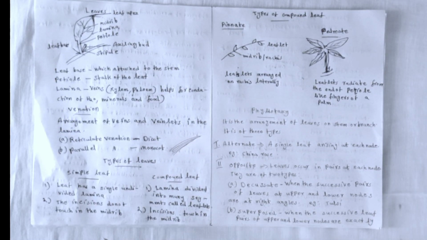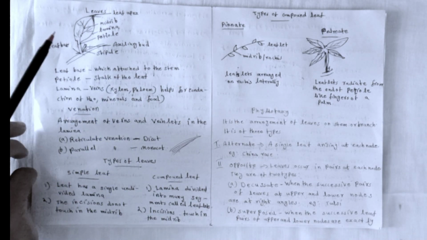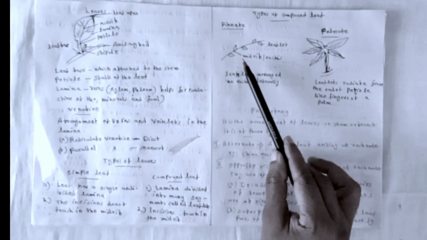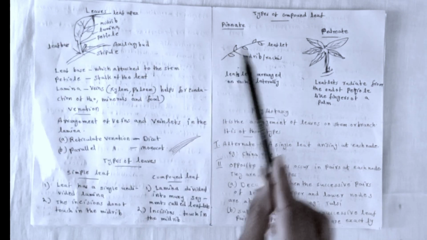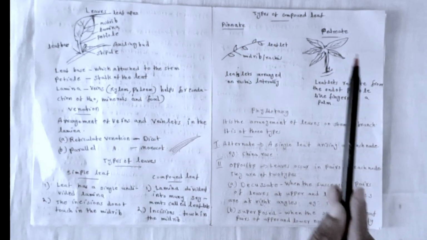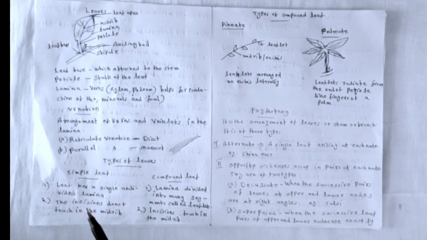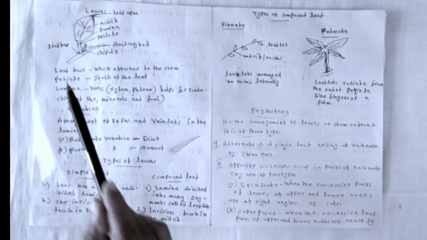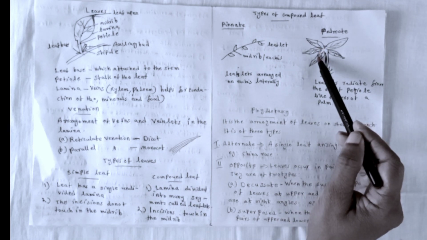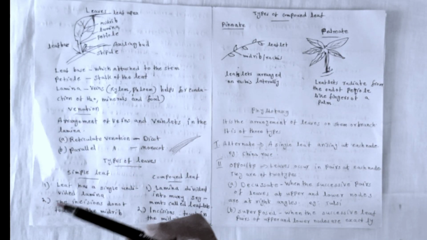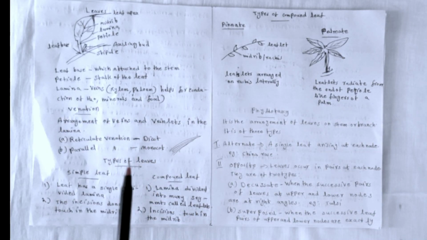Next part, types of leaves. There are two types of leaves mainly seen, that is simple leaf and compound leaf. This is an example of simple leaf and these are the two types of compound leaves. In a simple leaf, the leaf has a single undivided lamina. The incisions do not touch the midrib. These grooves are known as incisions. There is no incision touching the midrib.